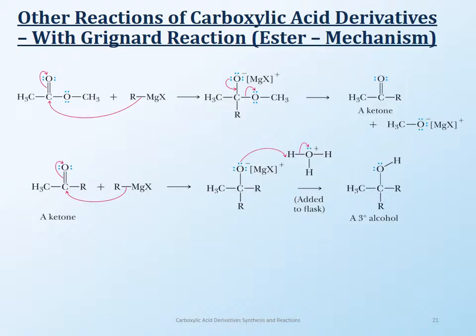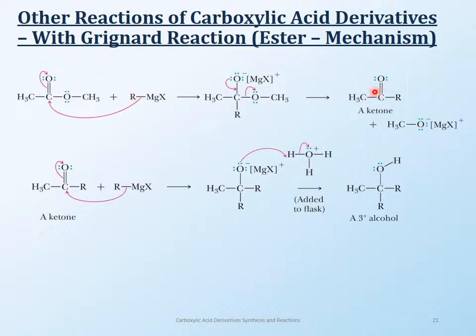So here is the mechanism of the reaction, and you were supposed to write this on your own. Hopefully you did. Here is the Grignard molecule coming in, the nucleophile attacking the carbon. We've done this mechanism before also. Then the oxygen comes down with the electrons here. The OCH3 can leave easily now because this is a weaker base than an alkyl group. So this leaves and you get a ketone.